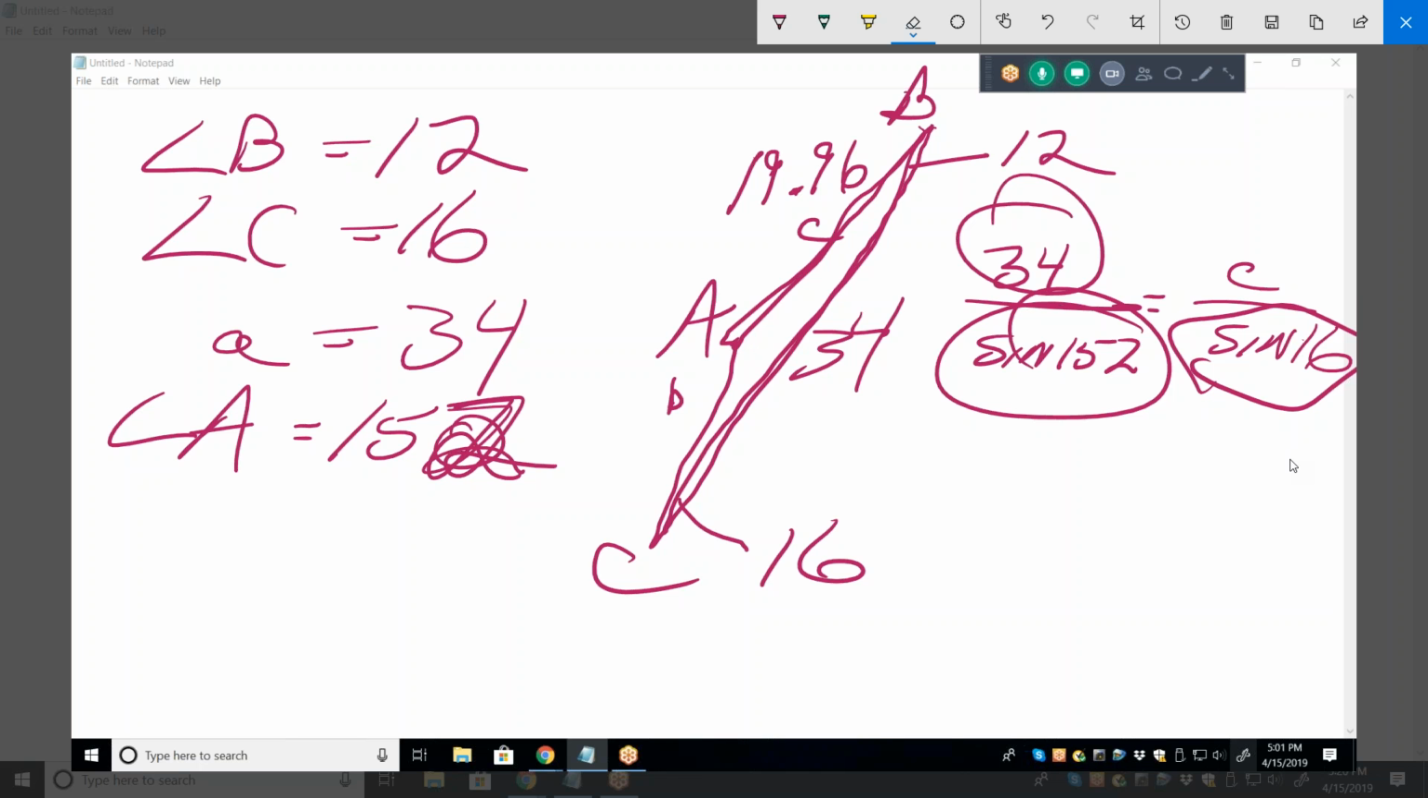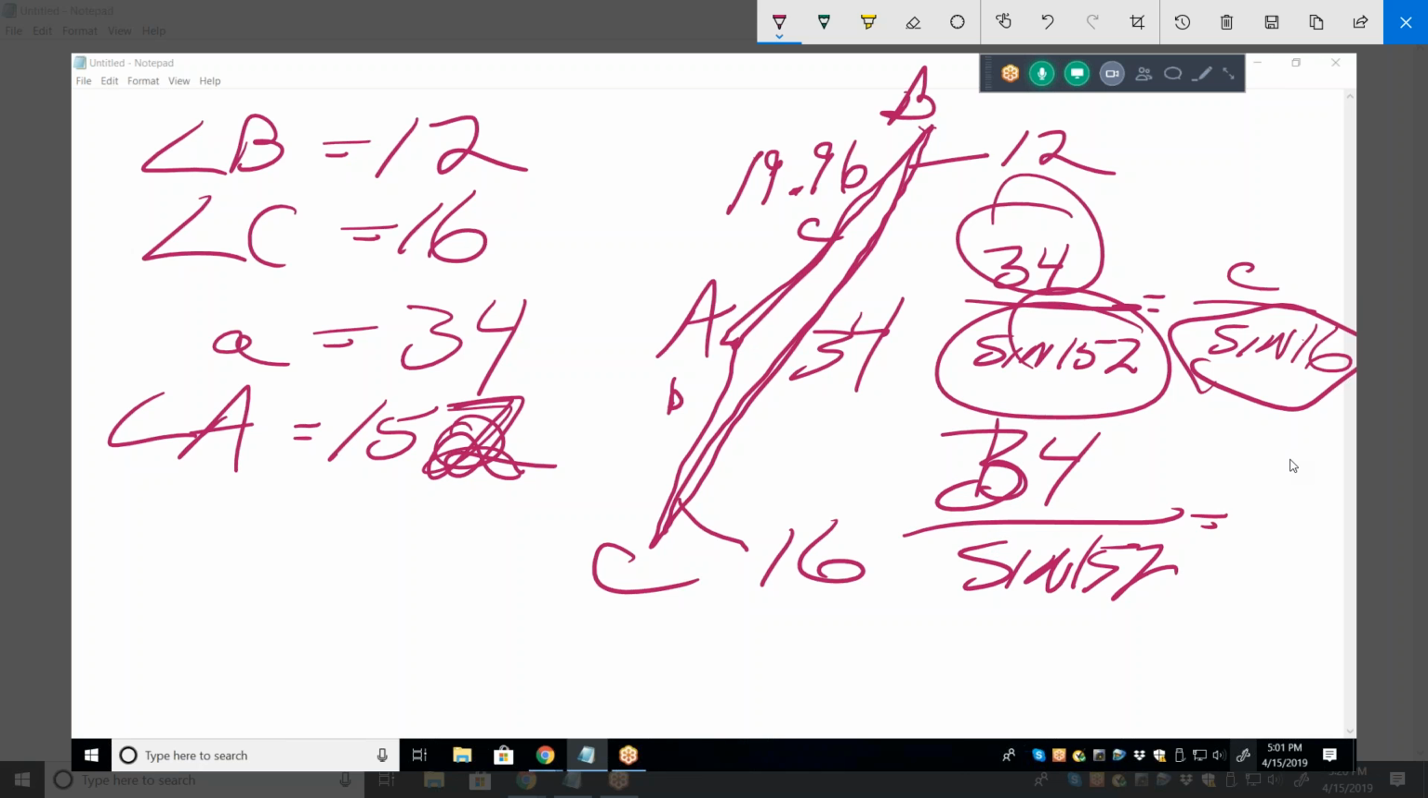So what's little b equal to? What's the equation that lets me solve for it? 34 over the sine of 152 equals b over the sine of 12. Good. What's b? 5.1.